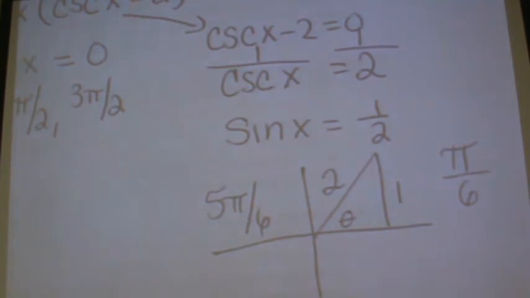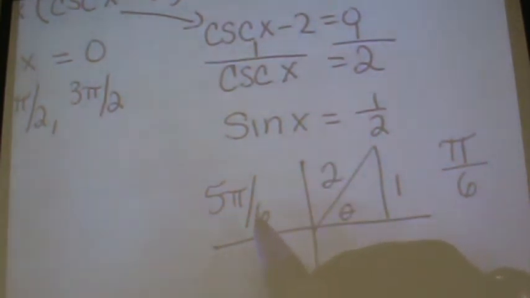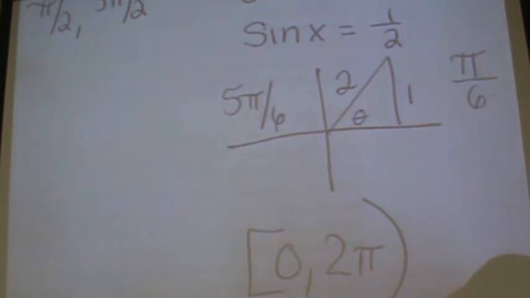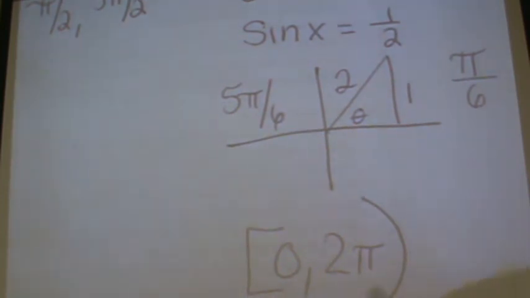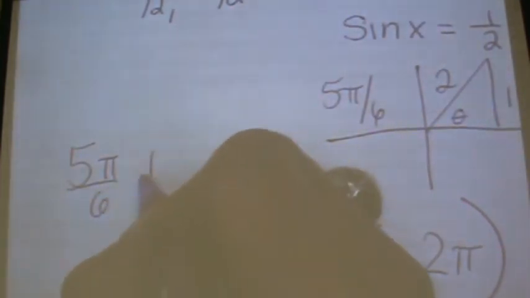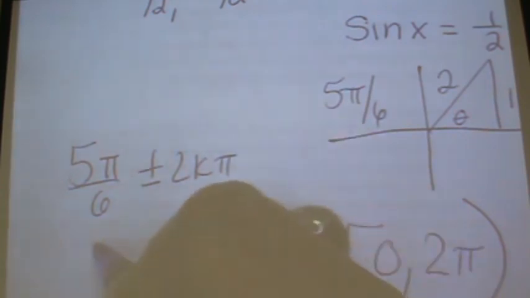Now, why am I not writing plus or minus 2k pi on these? Because I want you to list all the answers from 0 to 2 pi only. If it said name all the angles, you would be writing 5 pi over 6 plus or minus 2k pi and pi over 6 plus or minus 2k pi.